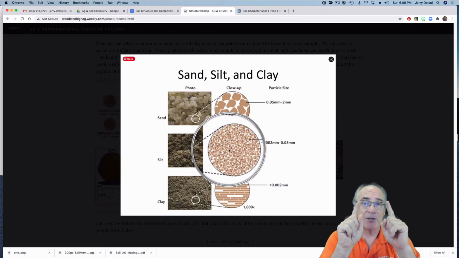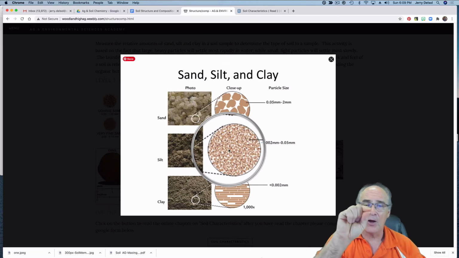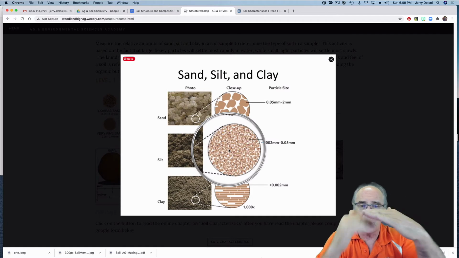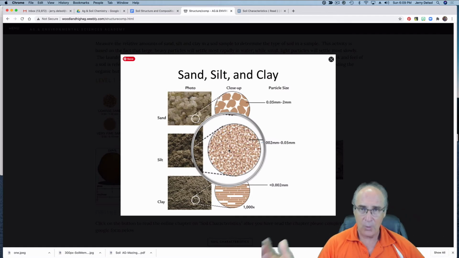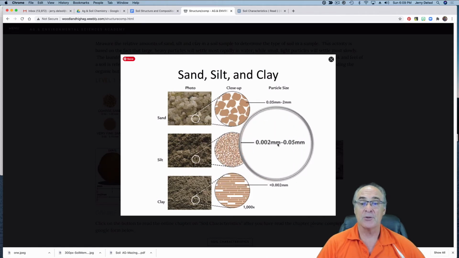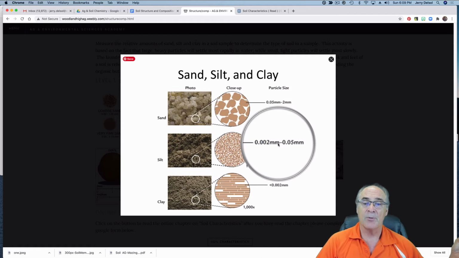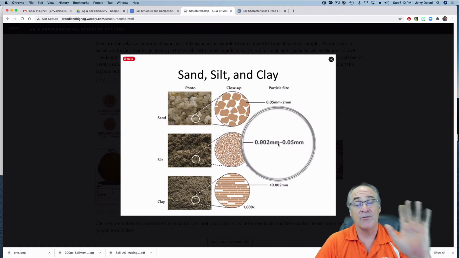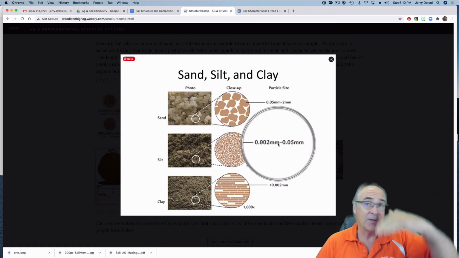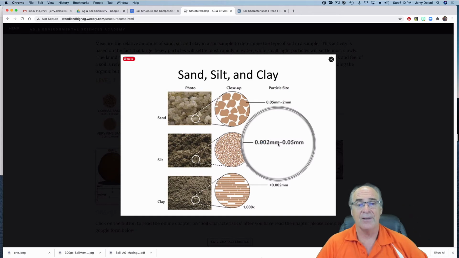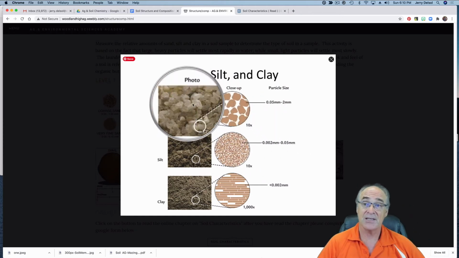But it's a lot shorter, so it takes a little bit longer for all the water to go through, and then of course at that particular point in time, it's just going to take longer for water to percolate through it, especially if you're talking anything between 0.002 millimeters to 0.05 millimeters. It'll probably get through, but not in a very dramatic fashion like sand would.